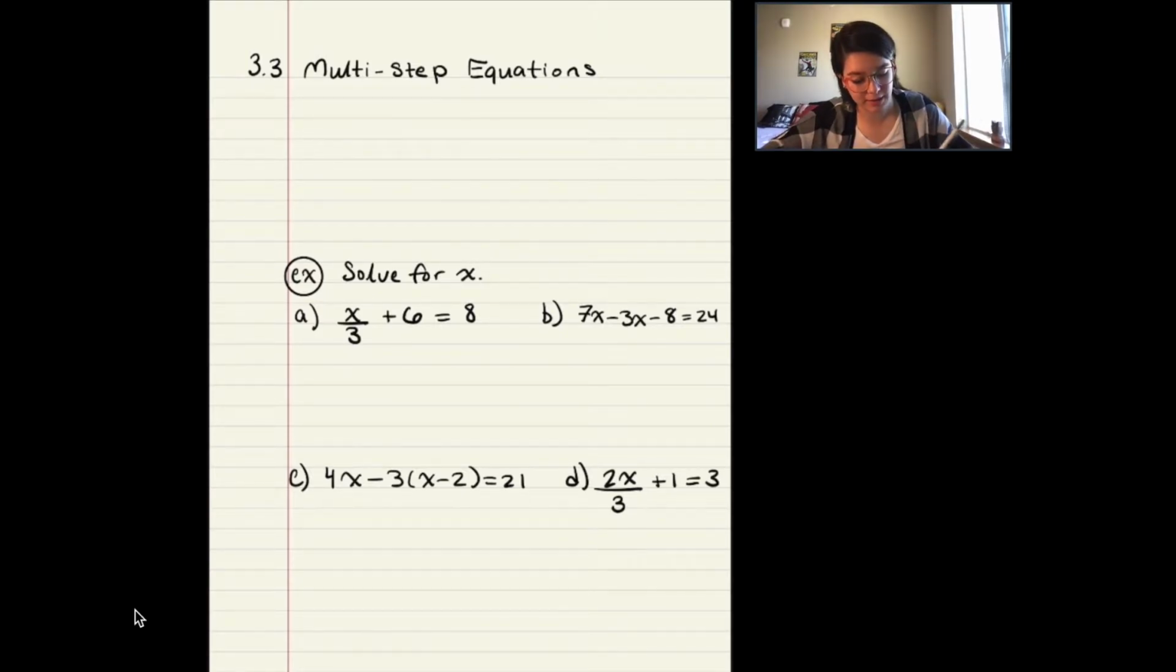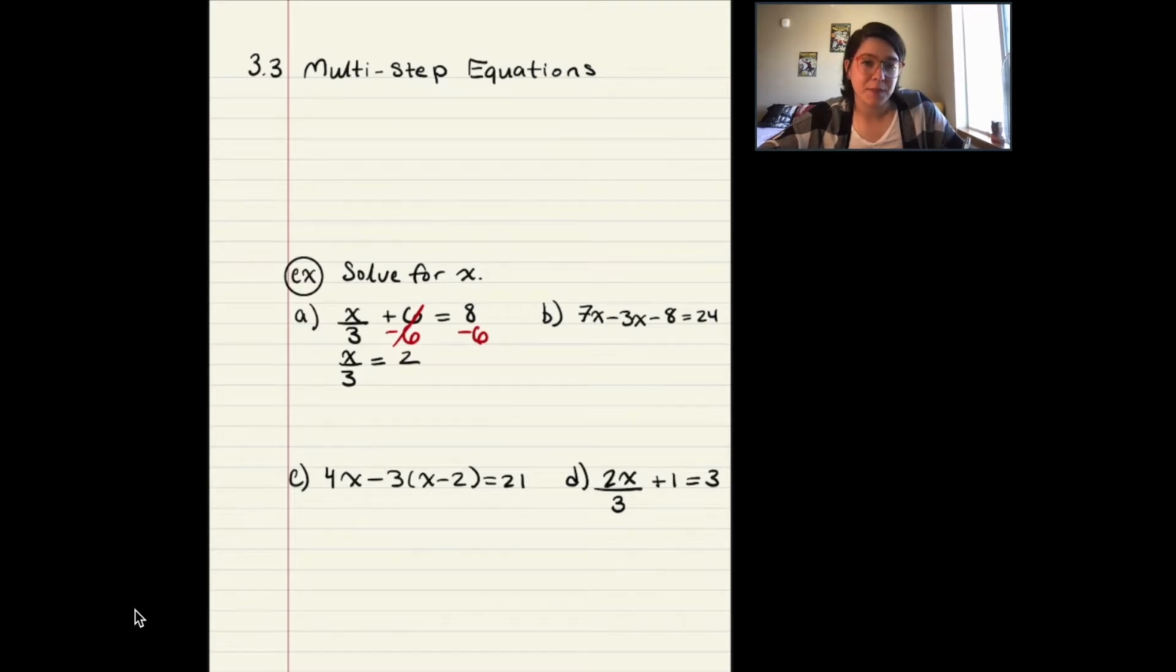So the first thing that I notice is x is being added to by 6. And from 3.1, we learned that the inverse operation of adding 6 was subtracting 6. So we'll subtract 6. What you do to one side of the equation, you have to do to the other. So we get x over 3, our 6's cancel out, and then we have 8 minus 6, which is 2.